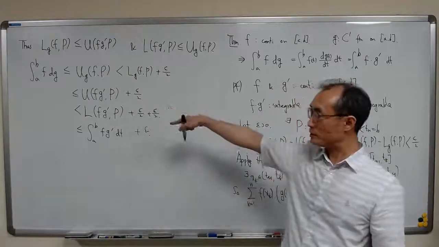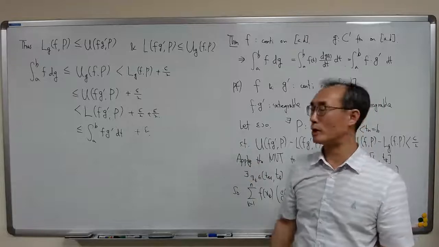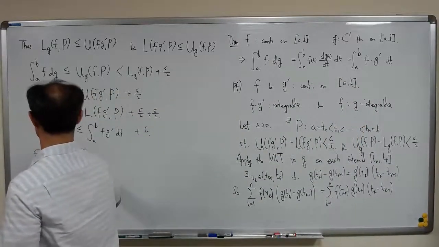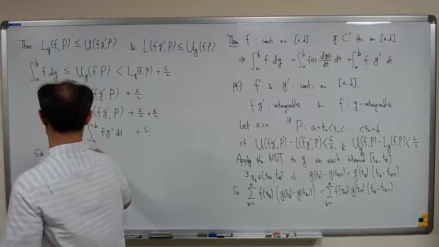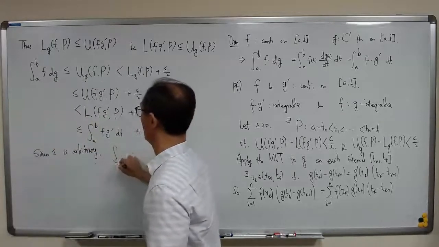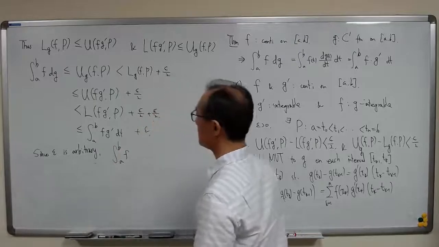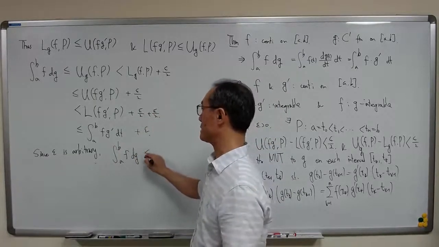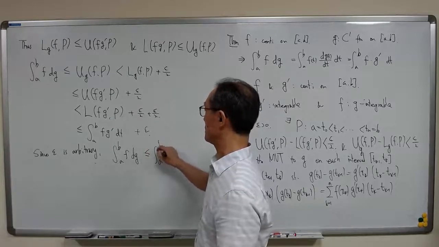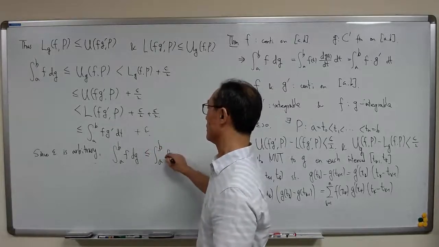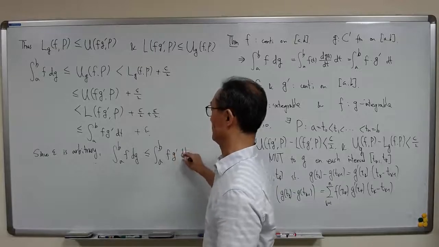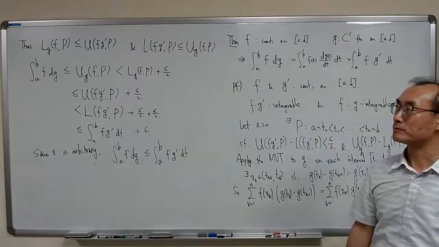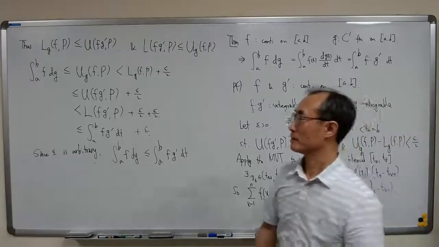Again, the choice of epsilon is arbitrary, so this inequality is true without the epsilon. Since epsilon is arbitrary, the Stieltjes integral of function f with respect to g is less than or equal to the Riemann integral of f times g prime. Okay.